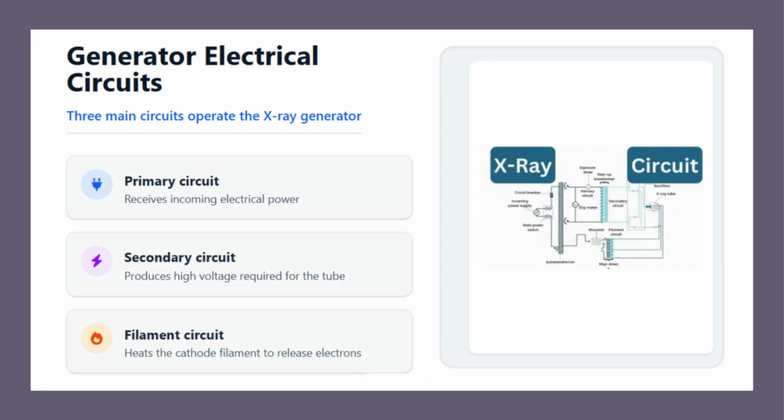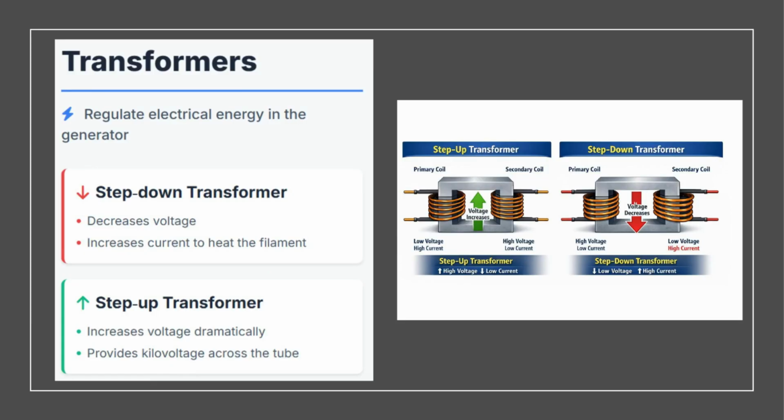heat for electron production. Transformers regulate electrical energy by changing voltage and current. Two important transformers in the X-ray circuit are the step-down transformer and the step-up transformer. The step-down transformer decreases voltage while increasing current. This is important in the filament circuit because the tungsten filament requires relatively low voltage but high current to generate enough heat for thermionic emission. The step-up transformer does the opposite. It dramatically increases voltage while decreasing current. This produces the kVp needed to accelerate electrons from the cathode toward the anode.